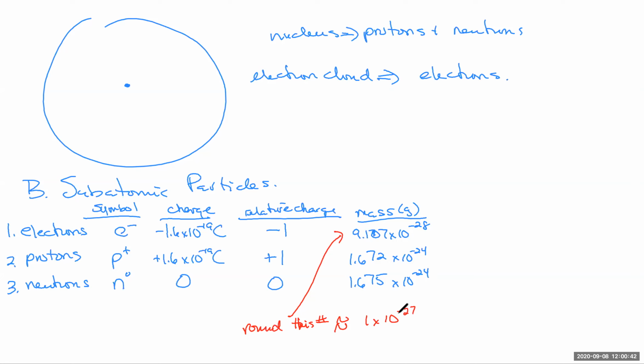Why am I saying that? Because these are 1 and this is 1. And so now I could just look at these exponents, and the difference between 10 to the minus 27 and 10 to the minus 24 is 10 to the minus 3, which is 1,000. So very roughly speaking, an electron has about 1,000th of the mass of a proton or a neutron.